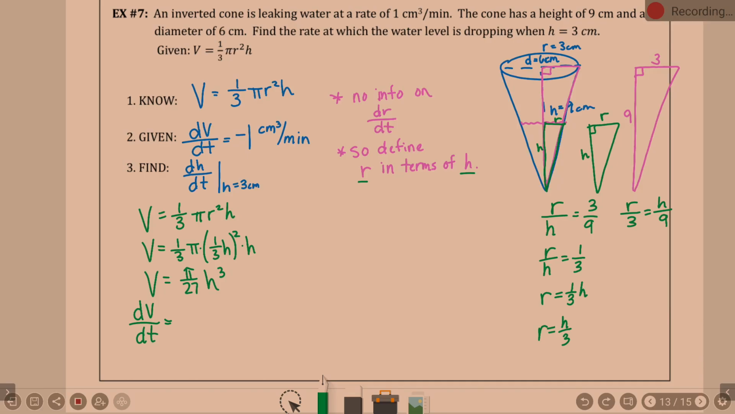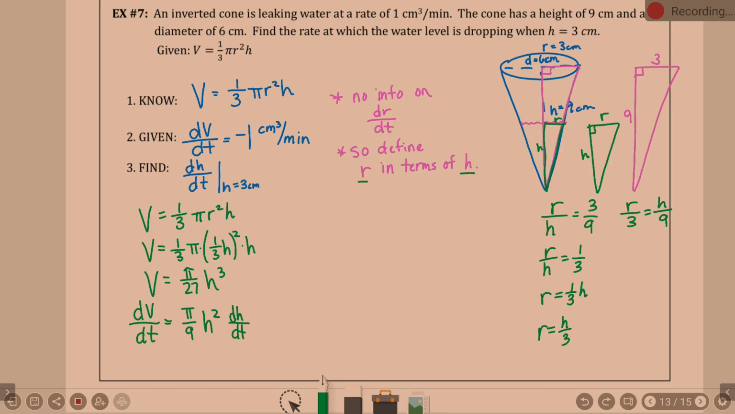And then the part you didn't put on the end, but yeah. 3 times pi over 27 becomes 3 pi over 27, which does reduce to pi over 9. h squared, when you subtract 1 from your power, and then times dh dt, because we took the derivative of an h term. Okay. We know dv dt. We have an h we can plug in, and we're trying to find dh dt.